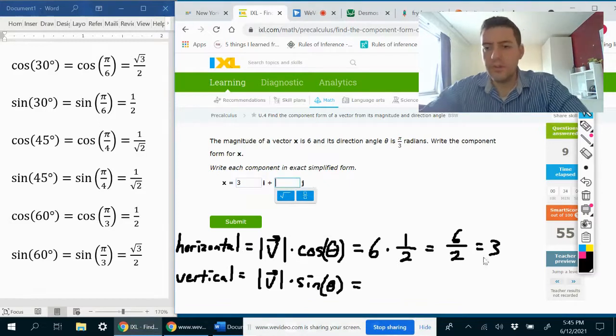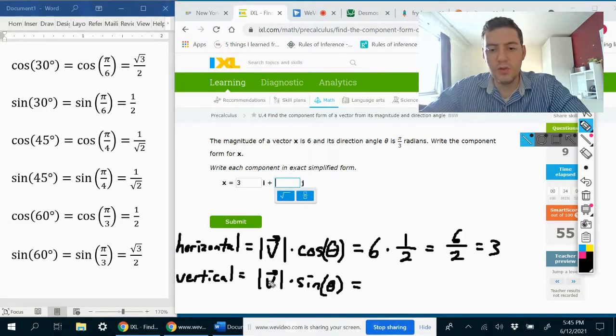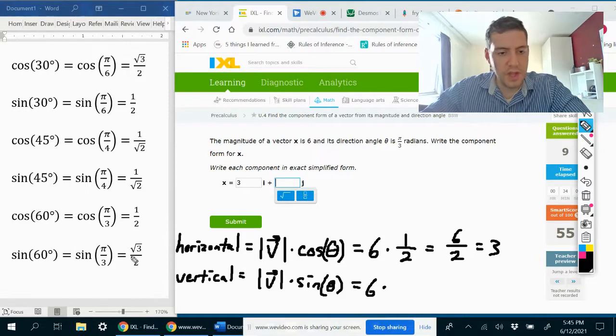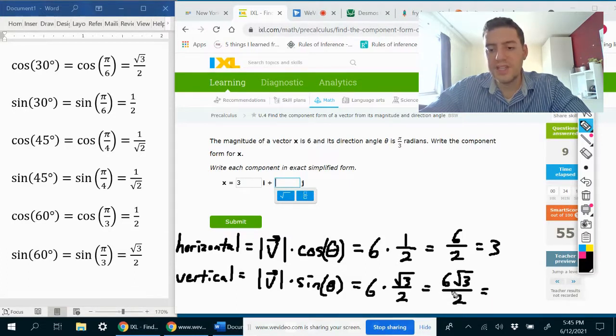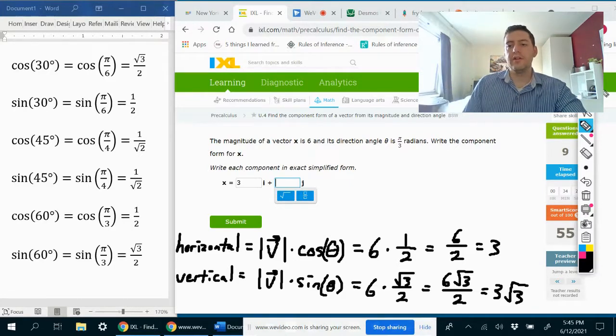And the vertical component would be the magnitude, which is 6, times the sine of pi over 3 radians, which is the square root of 3 over 2. So this is 6 times the square root of 3 over 2. 6 divided by 2 is 3, so we would get 3 times the square root of 3. That's the vertical component.